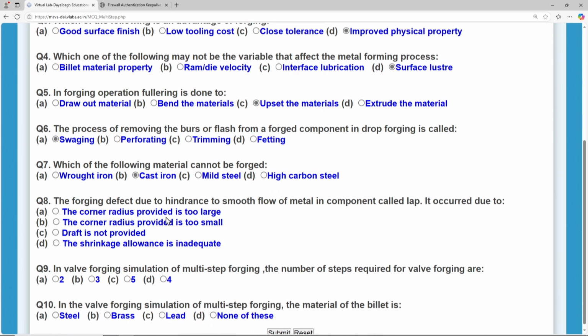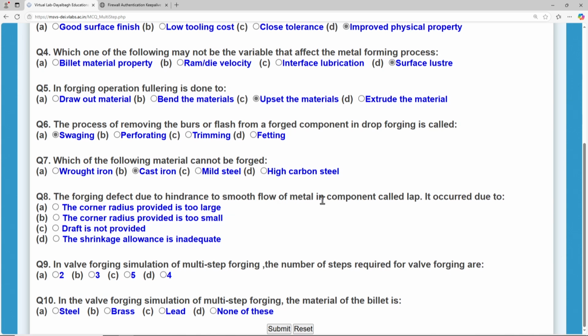Forging defect due to hindrance to smooth flow of metal in a component is called lap. It occurred due to inadequate shrinkage allowance. In wall forging simulation of multi-step forging, the number of steps required for wall forging is 2 steps. We just walked through the wall forging simulation process. In the wall forging simulation for multi-step forging, the material of the billet was steel.